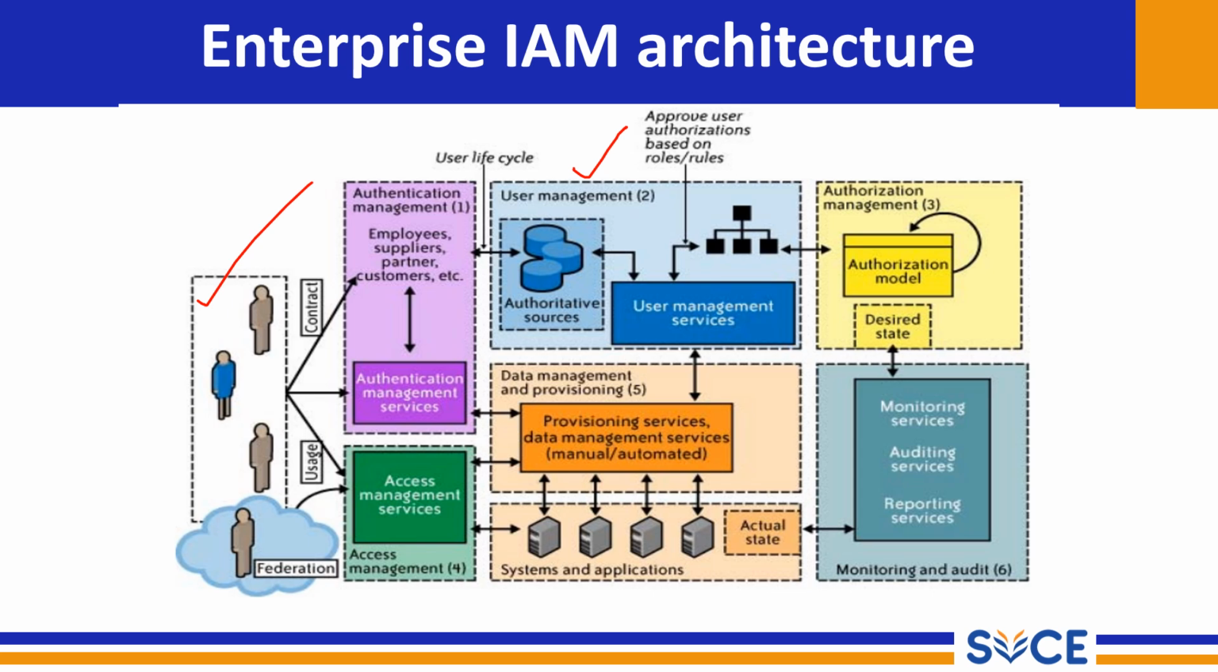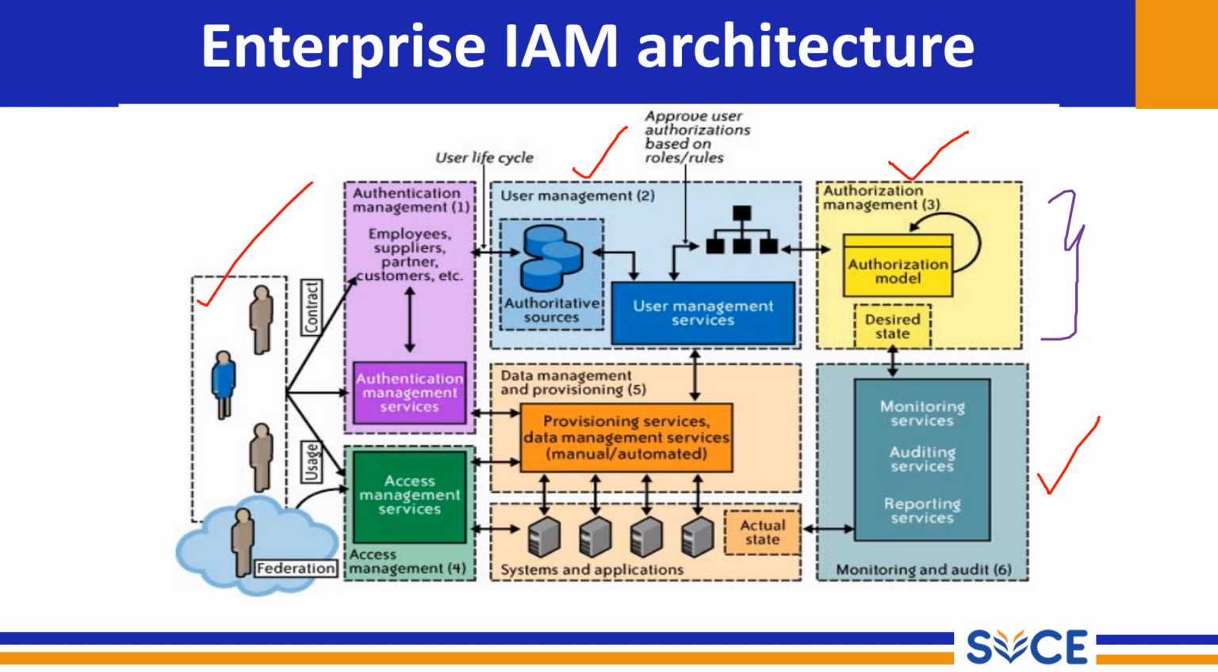And the last one is authorization management. Here we can see the authorization model, and at last, after authorizing, we can monitor the services, audit the services, and report on the services. So this is the overall architecture of the IAM.